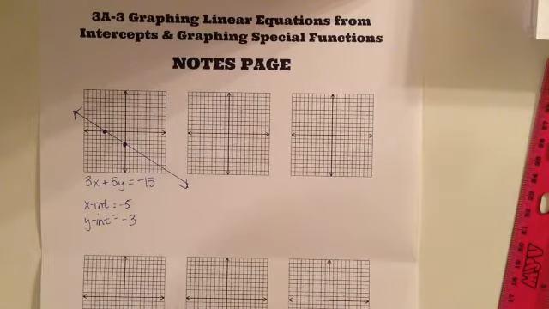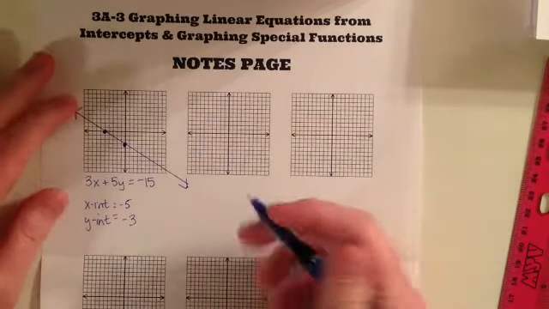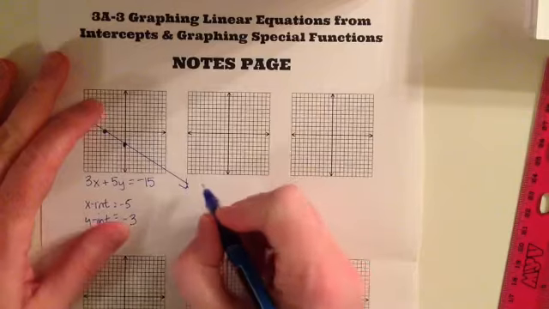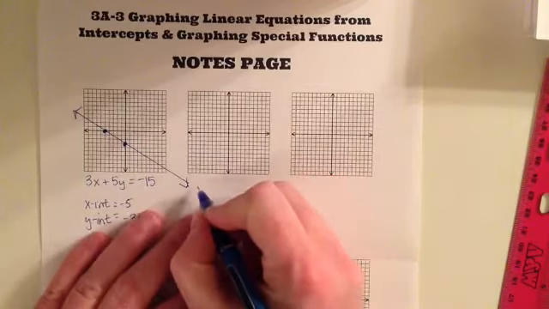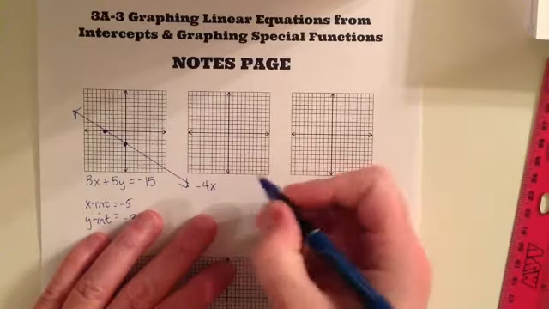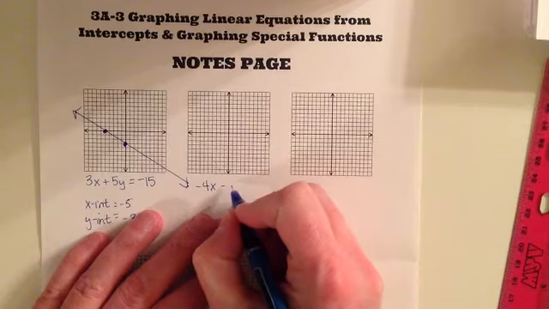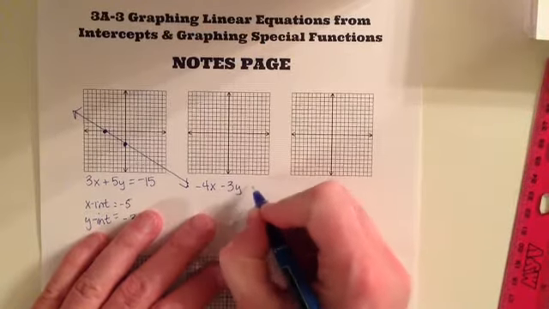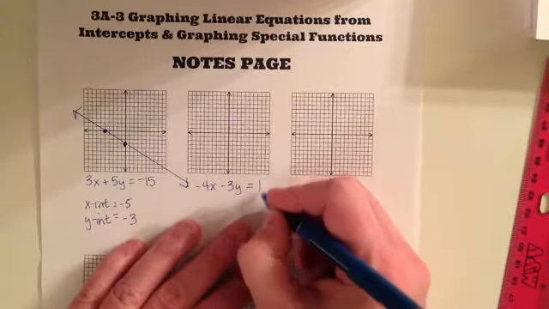So let's do one more of these. Let's give the equation. How about negative 4x minus 3y equals 12.